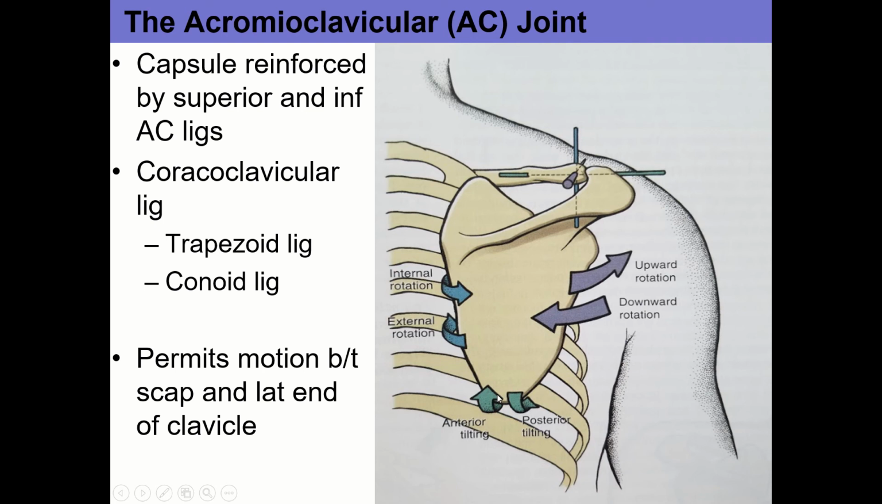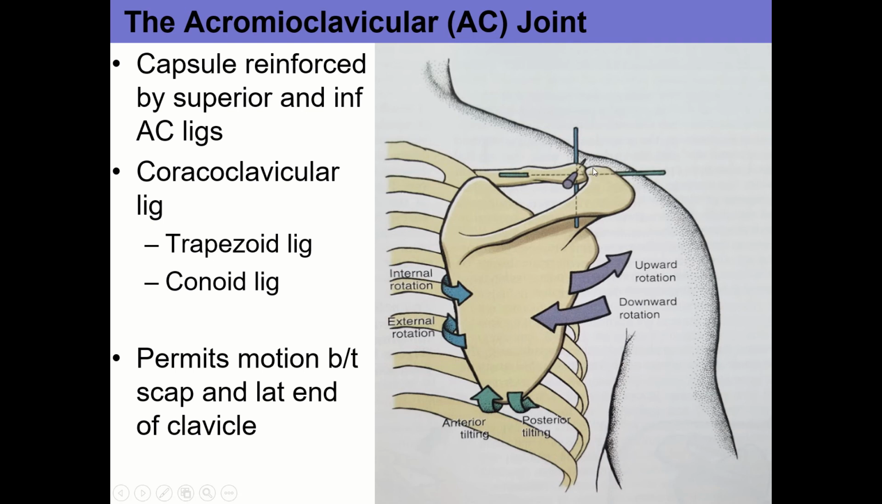And then let's go with tilting. So if we do anterior and posterior tilting. So again, if you reach all the way overhead and you hyperflex at the shoulder, you're going to get a posterior tilt of the scapula. And so then you're actually going to get a little bit of a spin there at the AC joint.